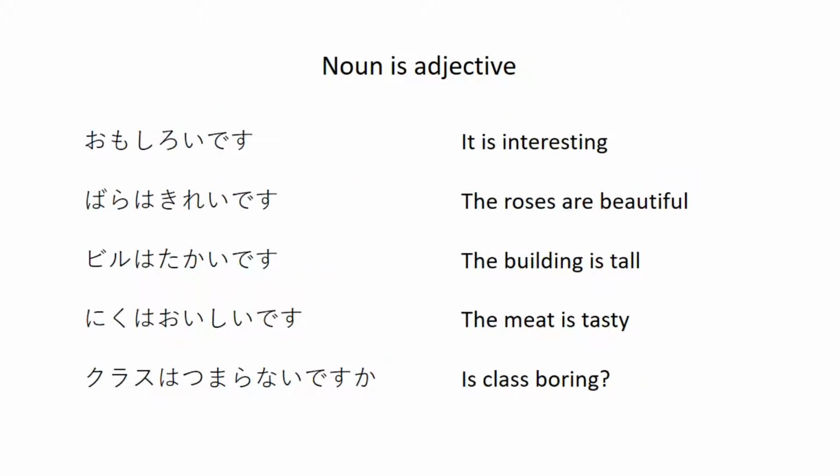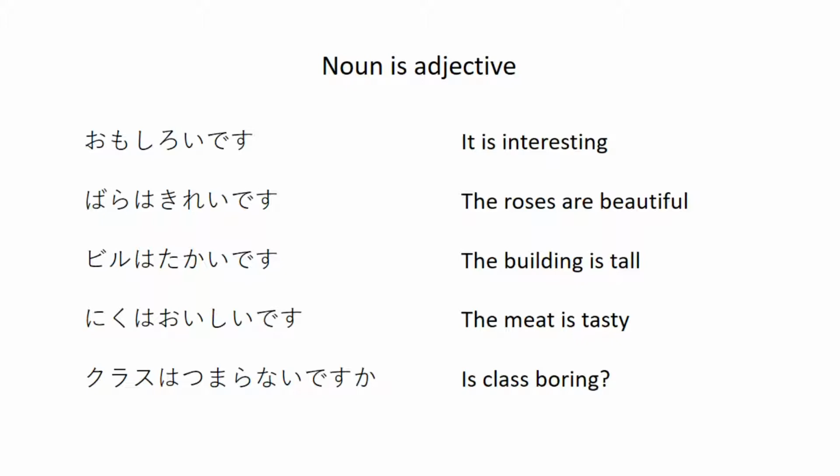The second pattern is noun is adjective. Omoshiroi desu. It is interesting. The desu makes this sentence more formal. You could also say just omoshiroi. Omoshiroi standing alone also means it is interesting and is a complete Japanese sentence.